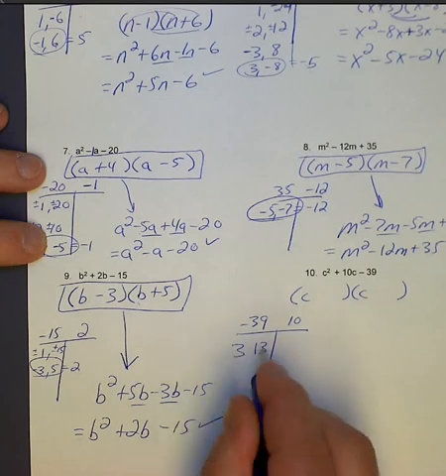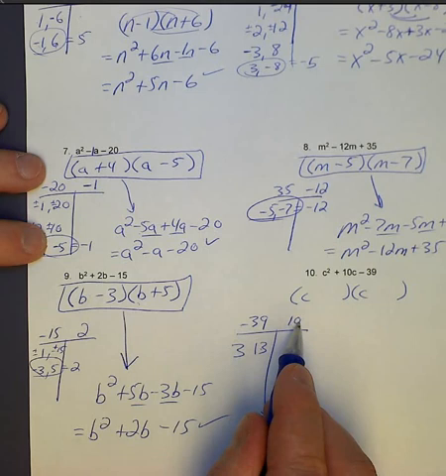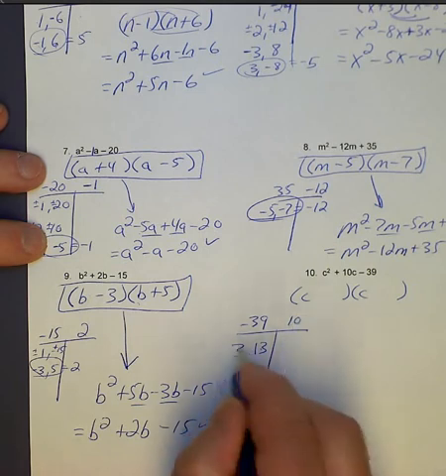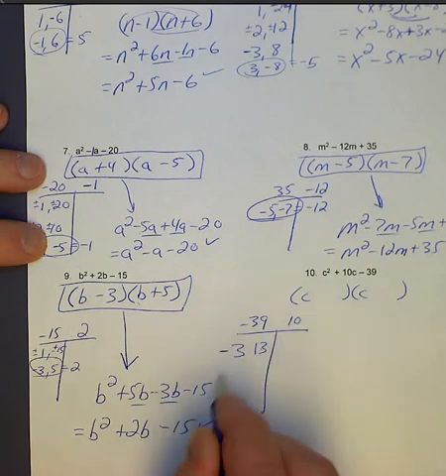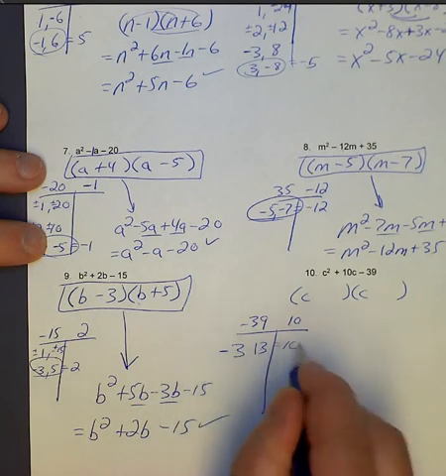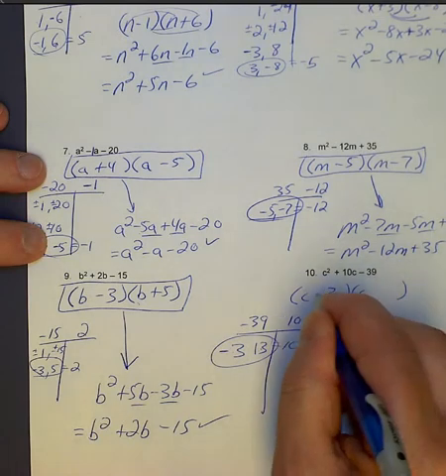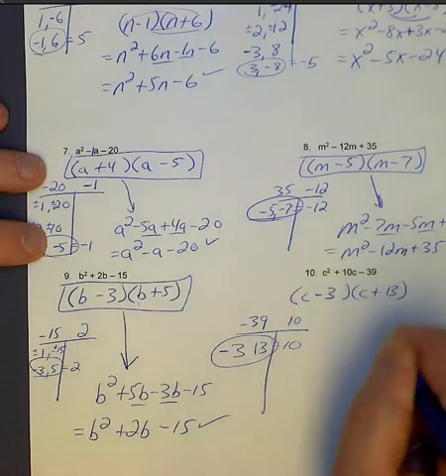One has to be negative though. Which one do I want to make negative to get out a positive 10? I want to make the 3 negative. Negative 3 times 13 is negative 39. Negative 3 plus 13 is 10. Those are my factors. Minus 3 plus 13.